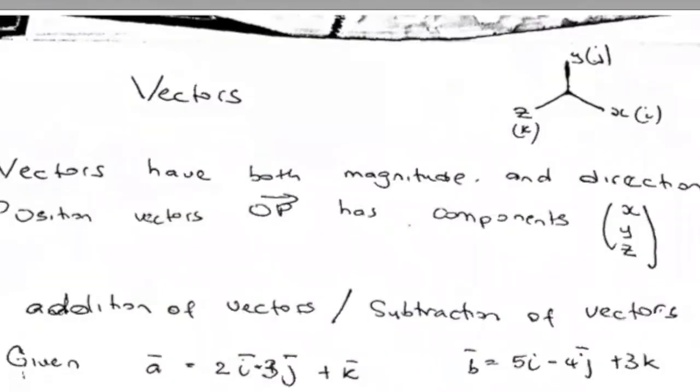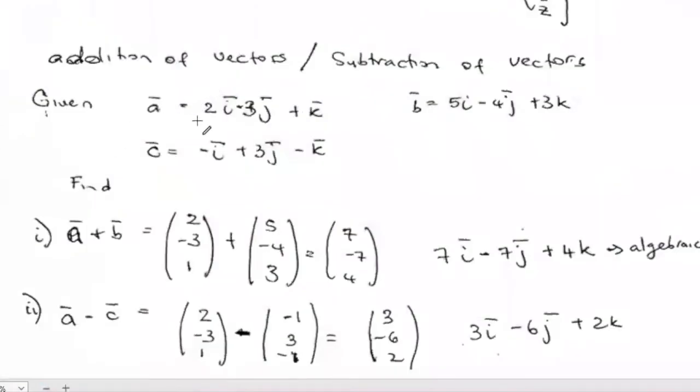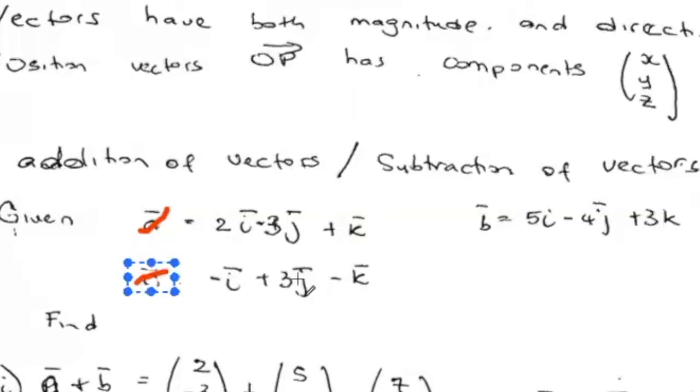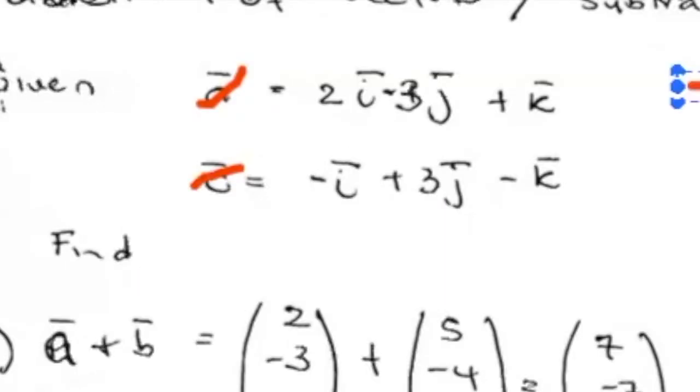So we're going to look at addition and subtraction of vectors. First, I'm going to explain the algebraic expression for A, C, and B. Just remember that i, j, and k, those three letters represent the plane x, y, and z. Looking at the first part for A, we have 2i, so the coefficient of i is 2, that represents the x value, and the coefficient of j, that's negative 3, that represents the y value, and the coefficient of k is 1, and that represents the z value.